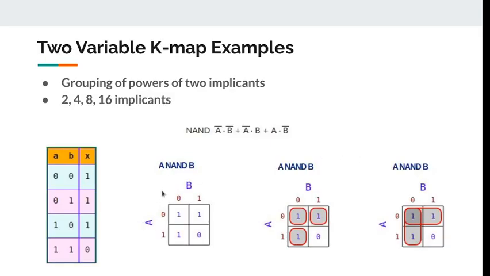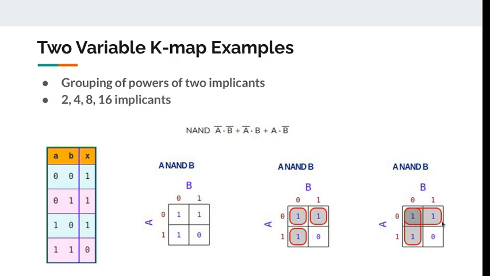And I think it's pretty clear that we can group powers of 2 implicants. So we can group 2, 4, 8, or 16 implicants. So here again we have the behavior of NAND. That's the opposite of the AND gate. So the truth table is going to be like this. We have those 3 implicants that are true, and when you group them together, we can group this one here.